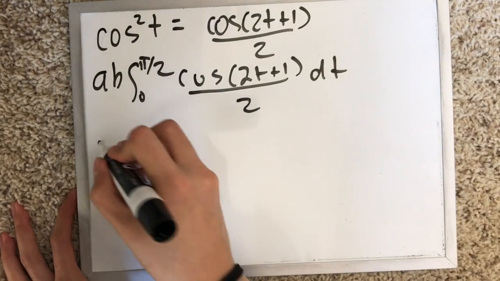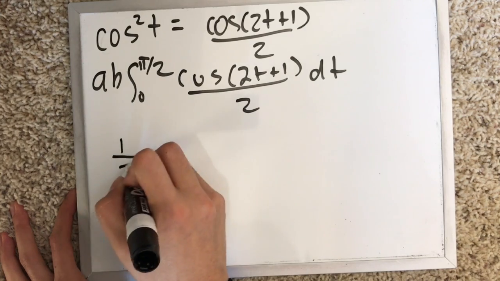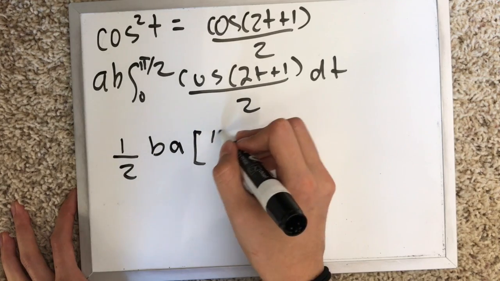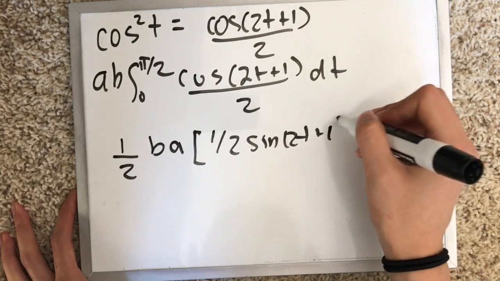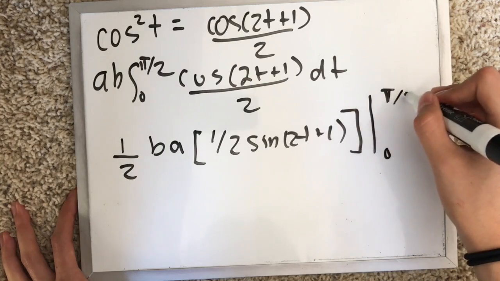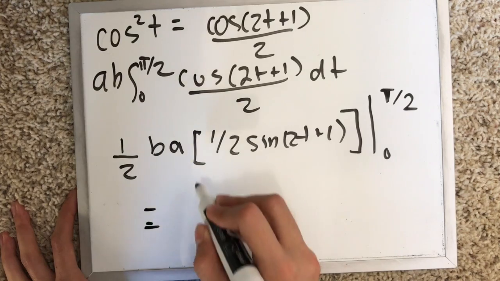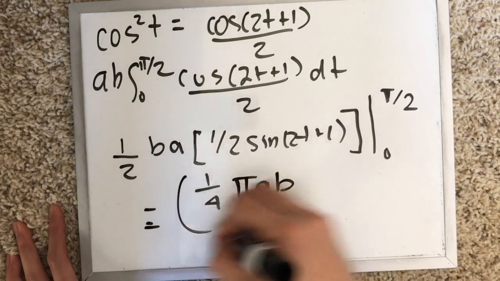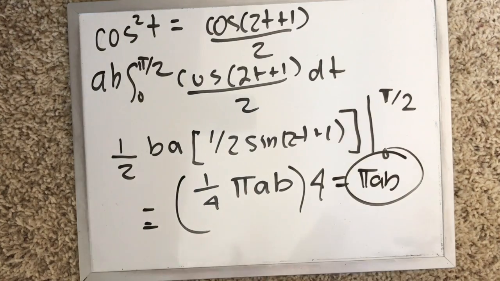So this becomes ab times 1/2 times 1/2 sine of 2t plus t, and the limits of integration are 0 to pi halves. So this equals 1/4 pi ab. So now if you multiply this by 4, you get pi ab. So that's where the area of an ellipse comes from.